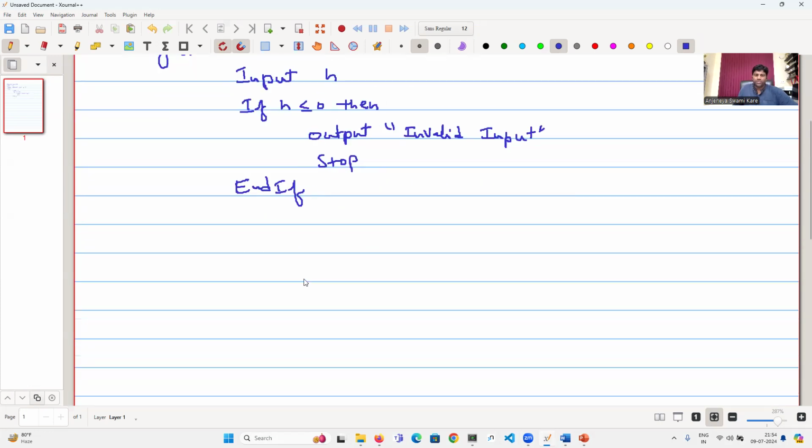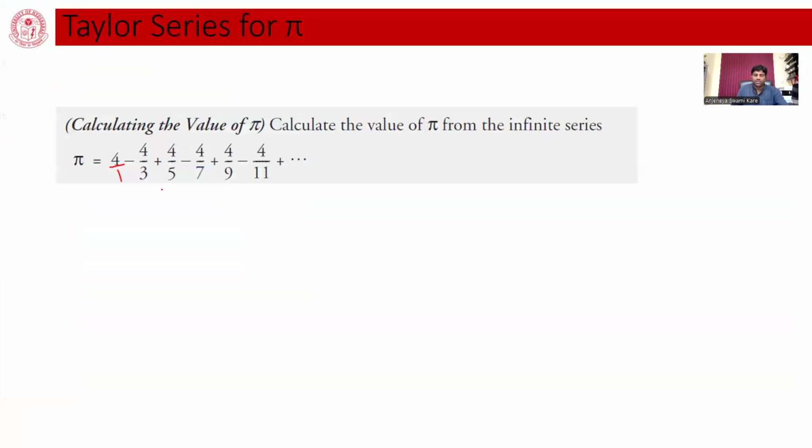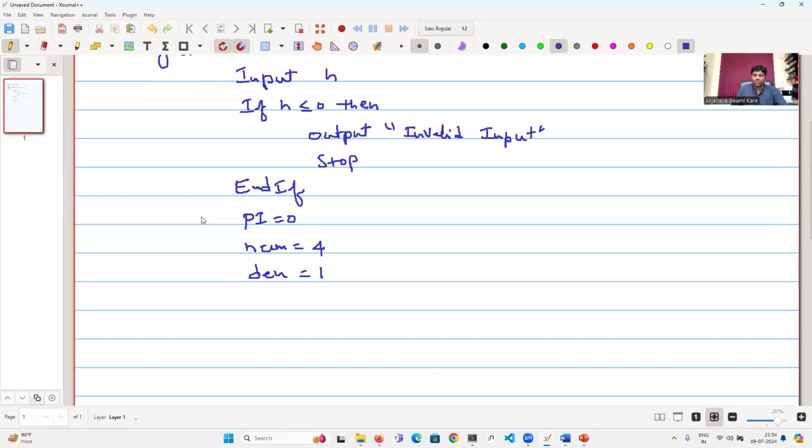Otherwise, what do we need to do? The initial pi value is 0, because we are going to compute the pi value incrementally. The initial numerator is 4, and the denominator is 1, because the first term is 4 by 1. For how many terms are we going to consider? We are going to consider n terms. So for i equal to 1 to n, do.